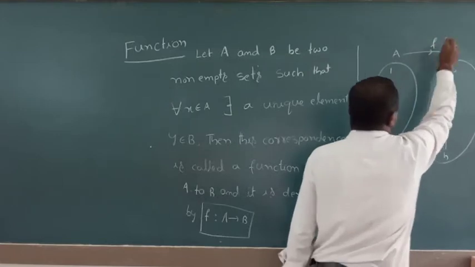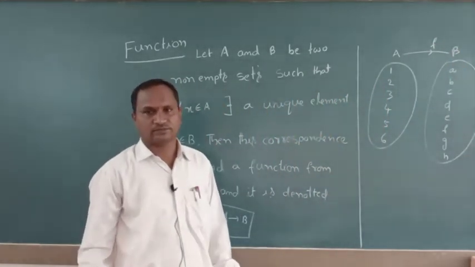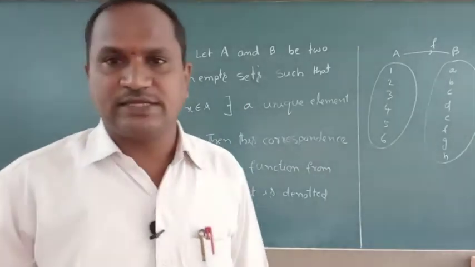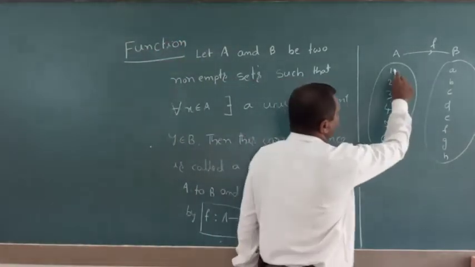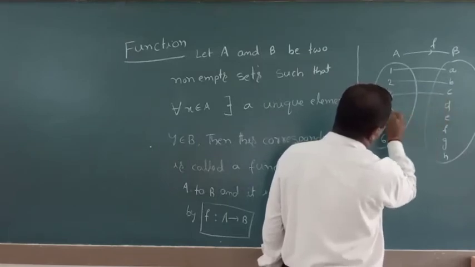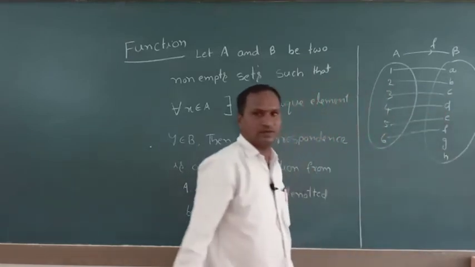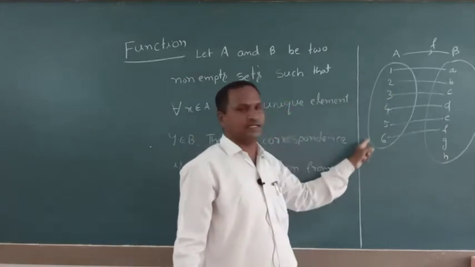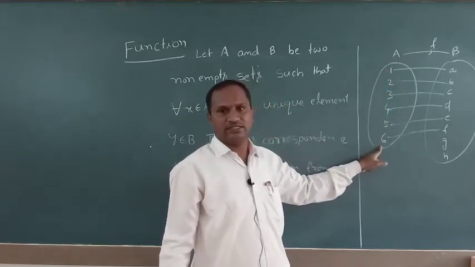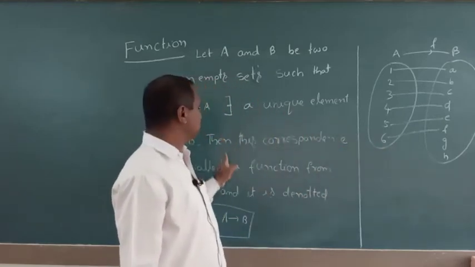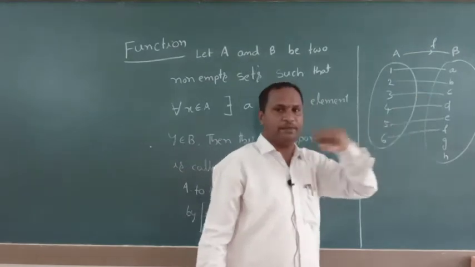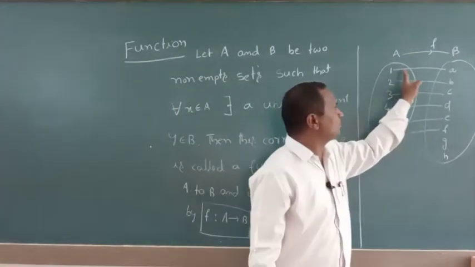A to B is one function. F maps from A to B means here A is the set of all elements: 1 to A, 2 to B, 3 to C, 4 to D, 5 to E, 6 to F. Here mapping is finishing for all the elements of set A. Should not get any extra elements in set A. That's what I mentioned in the definition: for all x belongs to capital A, then there exists a unique element in set B. One element, only one element.